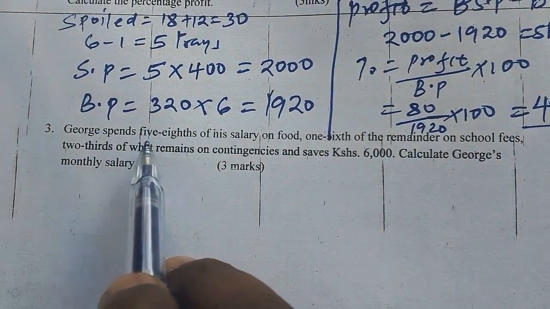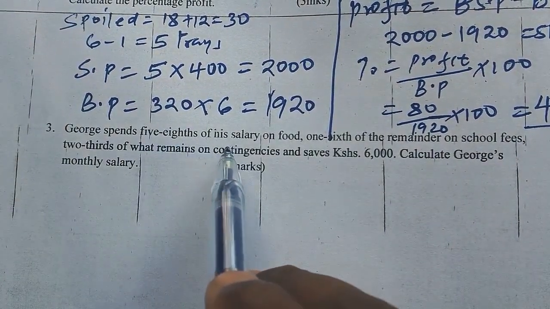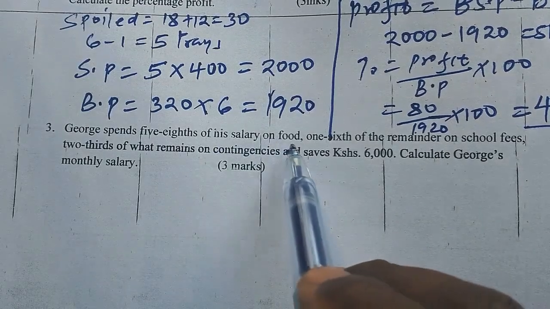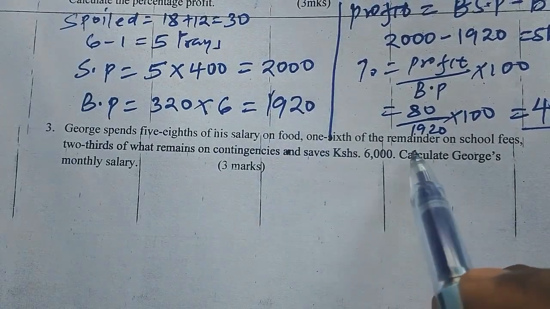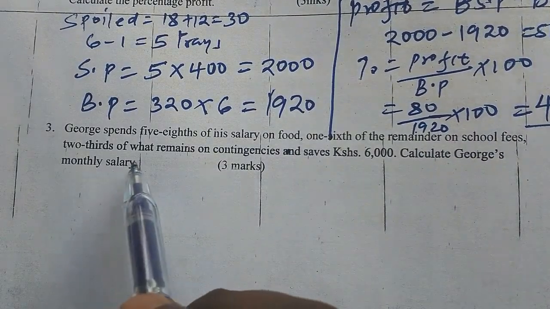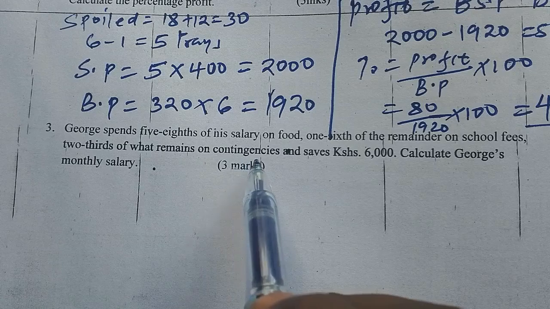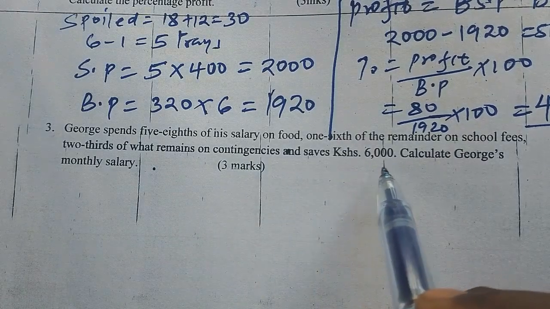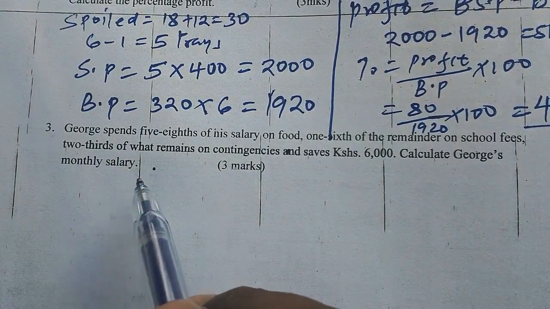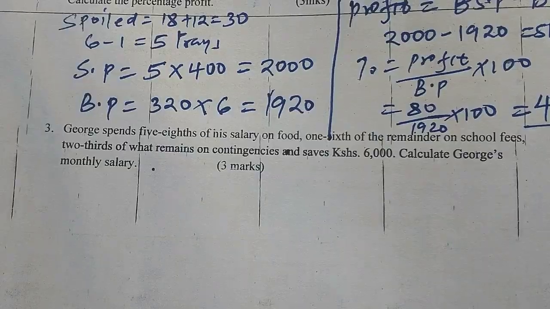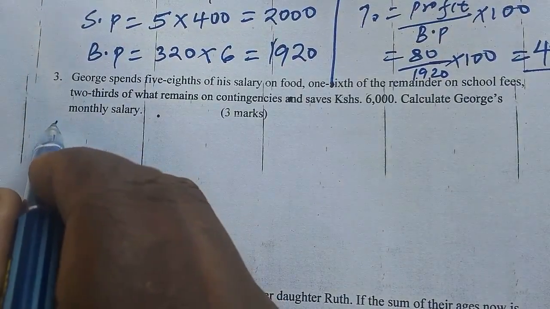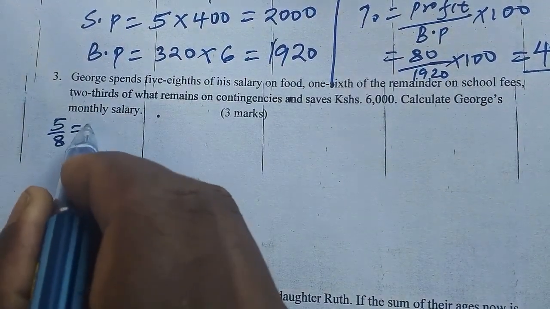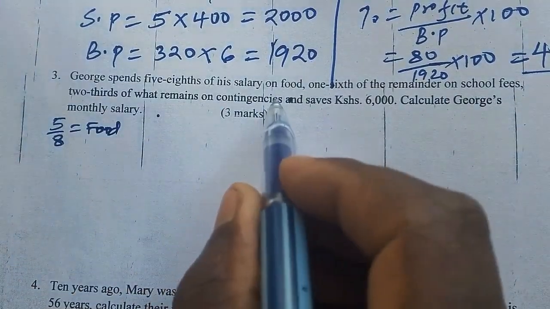George spent 5/8 of his salary on food, 1/6 of the remainder on school fees, 2/3 of what remained on contingencies, and saved Kenya shillings 6,000. Calculate George's monthly salary. So 5/8, that was food, right?